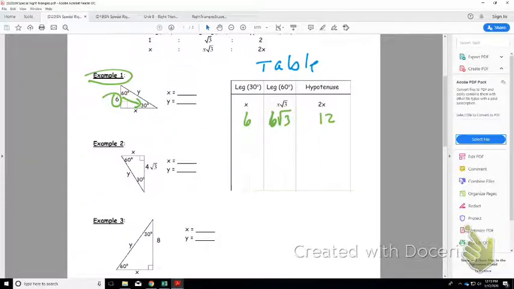Let's look at our second one. So we have 4 times the square root of 3. That is opposite the 60, so it's going to go in the second column. Can we see what x is? Yeah, we can. What's your x? 4. So go back to your short leg, your little 30, and put your 4 there, which would make the hypotenuse 8.